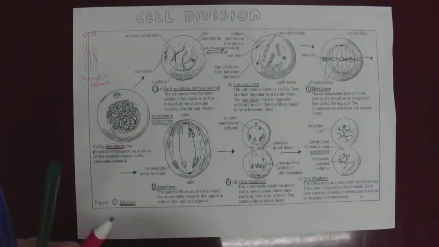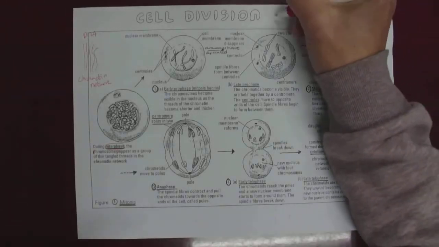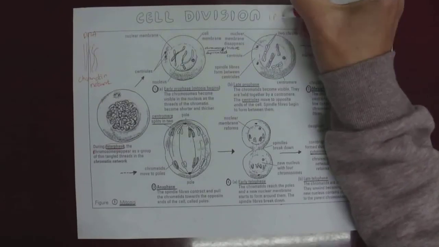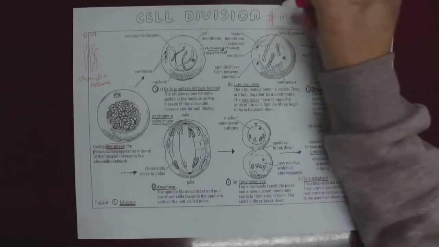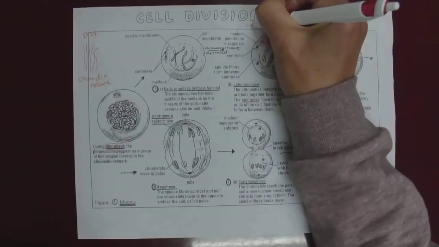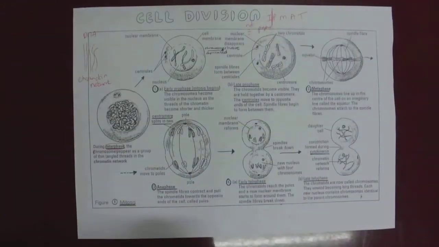Now the cell has to prepare for cell division, and the first stage that happens is the nucleus divides, and then the cytoplasm divides. If you remember from the introductory video the other day, we talked about IPMAT. Interphase is when the cell is not dividing, but it also starts preparing for cell division. In other words, the DNA prepares.